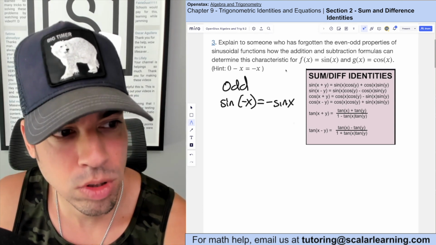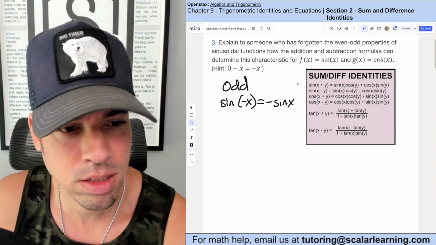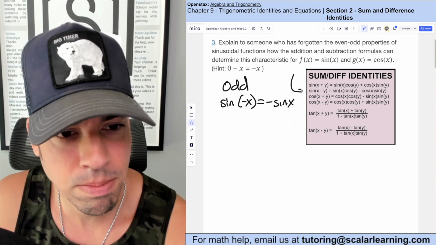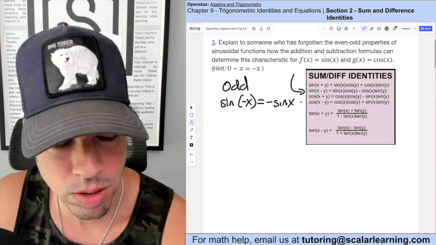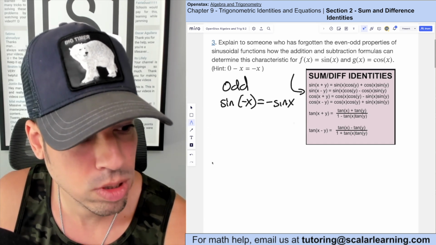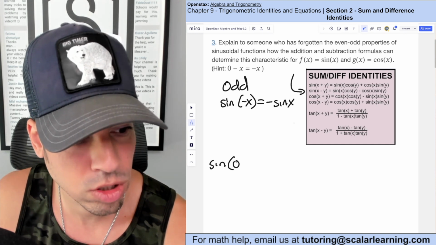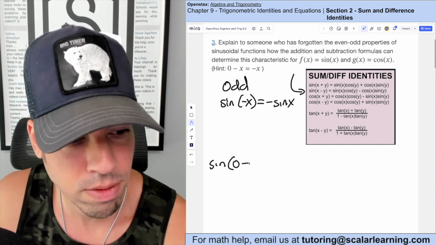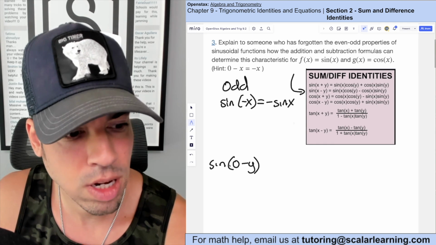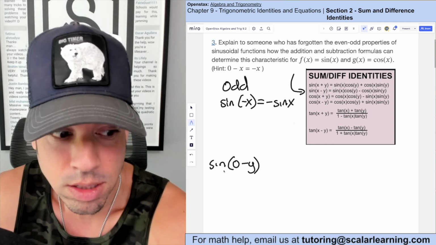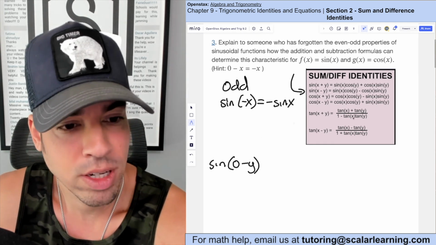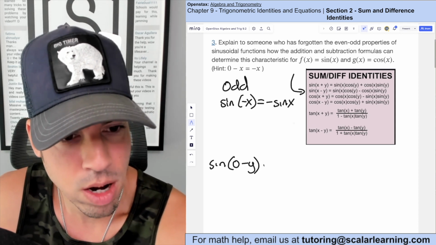And what I'm going to use to remind myself that sine is indeed odd is I'm going to take my difference formula for sine. Okay, and what I'm going to do is I'm going to take sine of, and I'm going to make the x value 0, and we can just leave that y value as y. Okay, so this is sine of 0 minus y. Now, really, this is sine of negative y. So what we should get on the other side is negative sine of y. So let's see what we get.